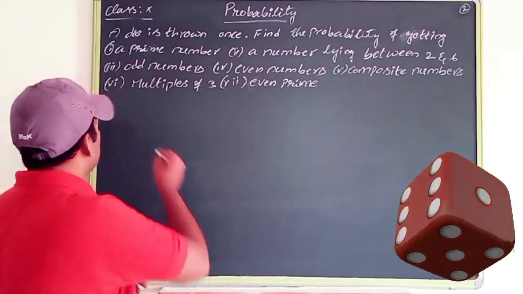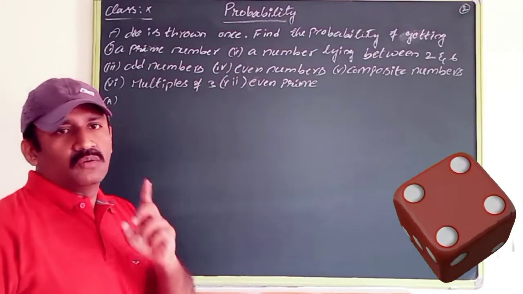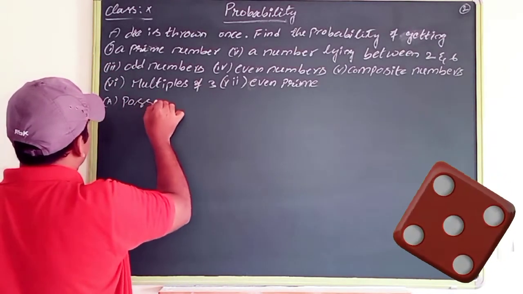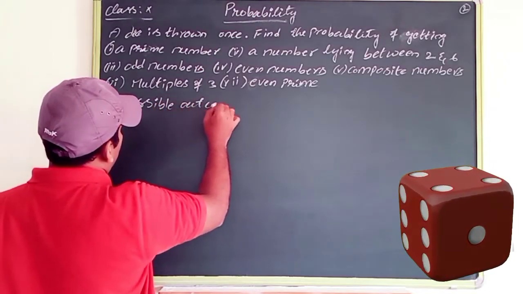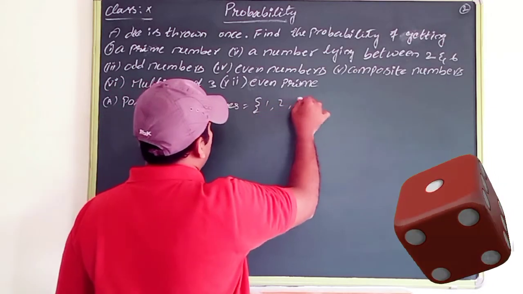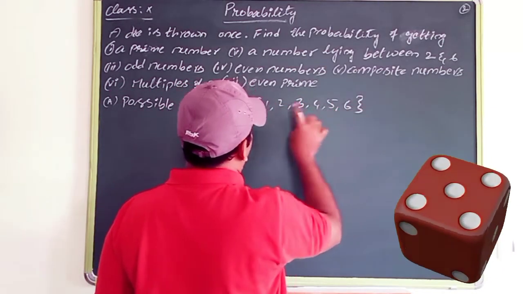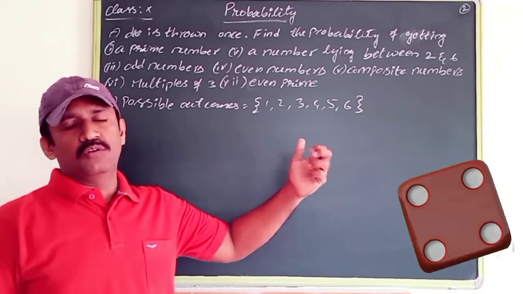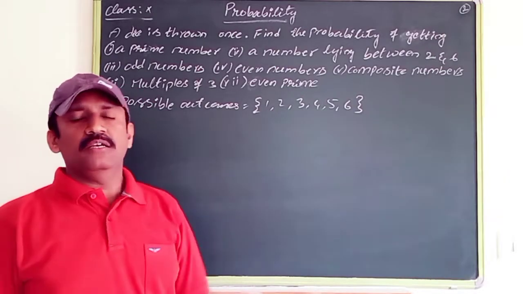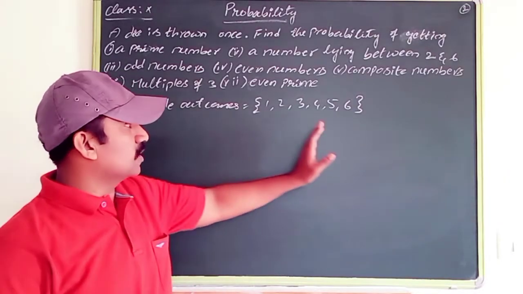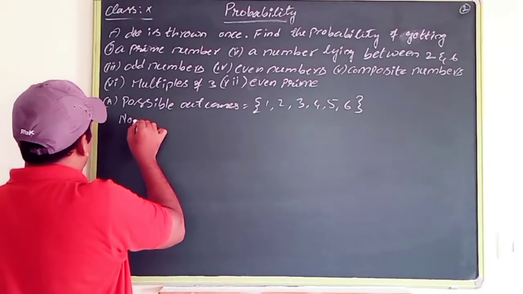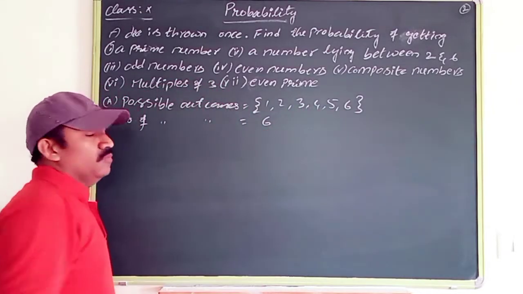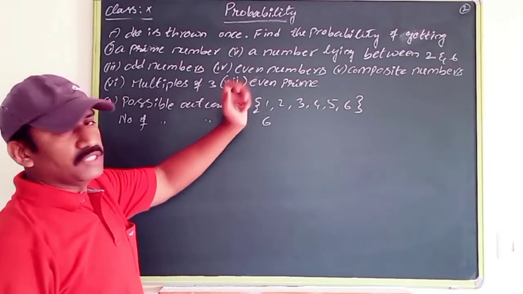So we write now the pointer. When a die is thrown once, that is a single die, what are the possible outcomes here? Here we get 1, 2, 3, 4, 5, 6, and this is called a sample space. When we write all the possible outcomes in a set like this, it is called a sample space. And the number of possible outcomes is 6.